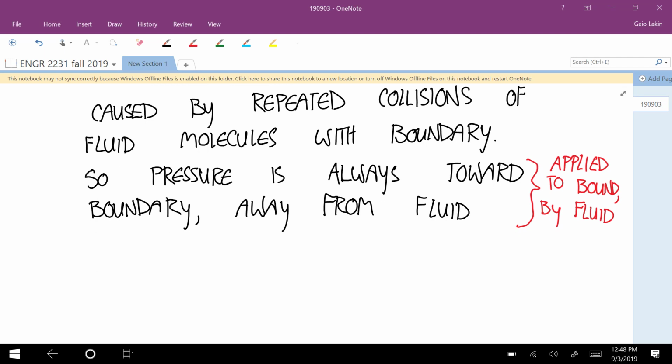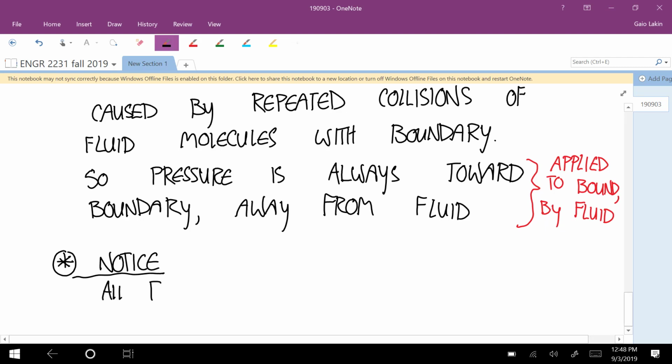What this means is, notice, there's no such thing as suction. If you're just talking about collisions of molecules with a boundary, all it can do is push things away, okay? So all pressure can do is push. So there's no such thing as suction.